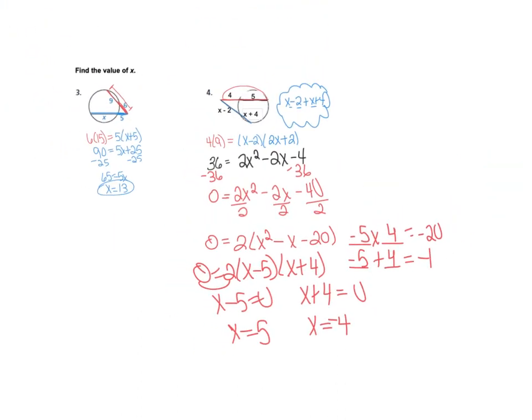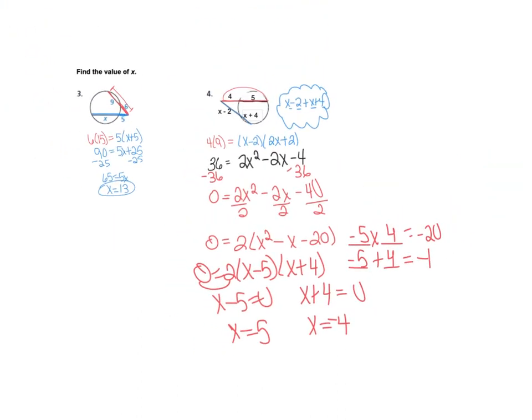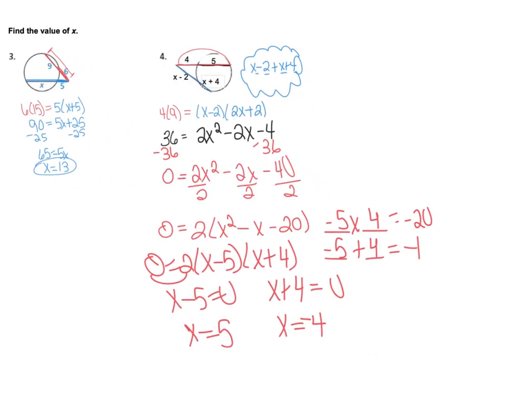However, we have to be careful because if there's one thing we know about segment lengths, it's that they cannot be negative. So you have to be very careful with your answers, because if I have x equals 5 and I put it back in, my outside is going to be 3, my inside is going to be 9.